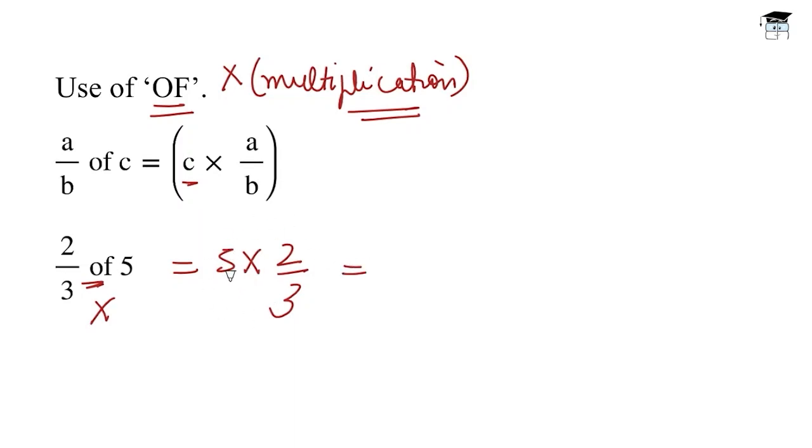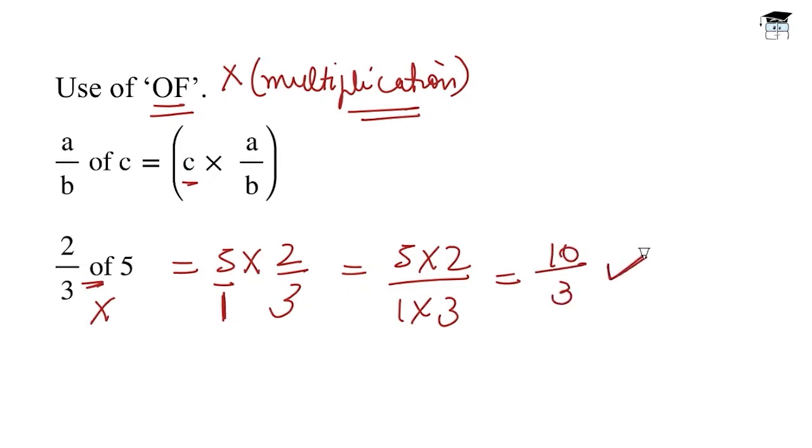Now we are going to solve this as we solve multiplication. So if there is no number written in the denominator, we write 1 and then we do the multiplication: multiply the numerators and then multiply the denominators. So we are going to get 10 by 3. So this is the answer. Okay, so we have learned multiplication of fractions.